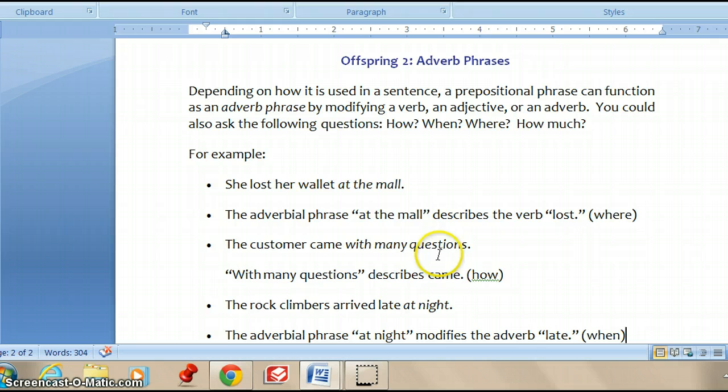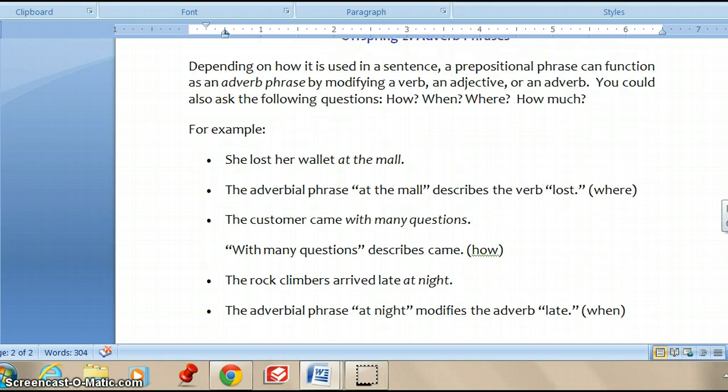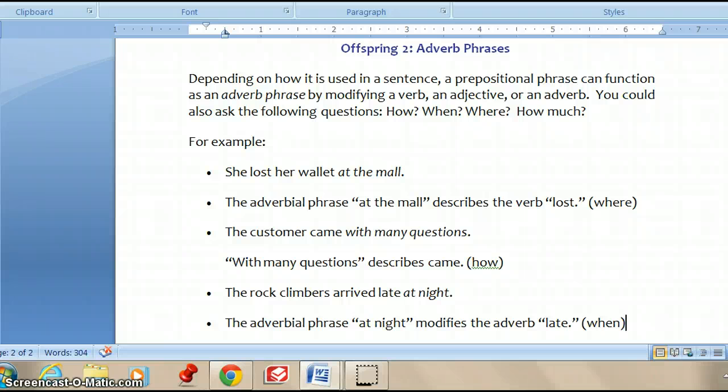Customers came with many questions. With many questions tells how they came. And then the rock climbers arrived late at night. At night tells when they arrived. So use those questions to help you decide if it's an adverb prepositional phrase or not.